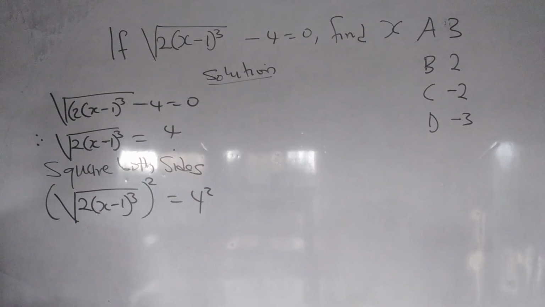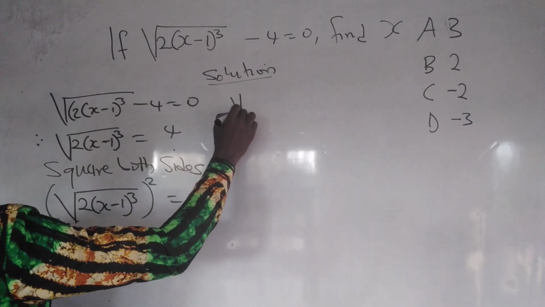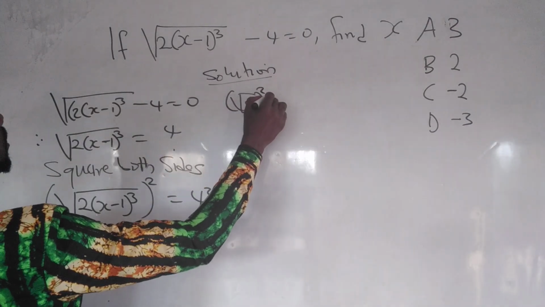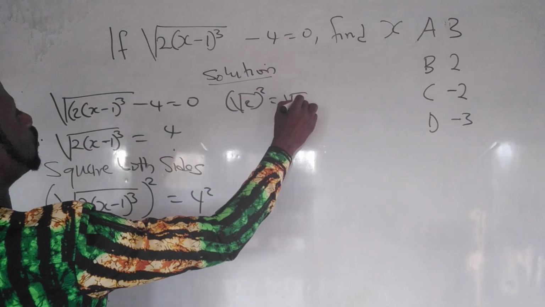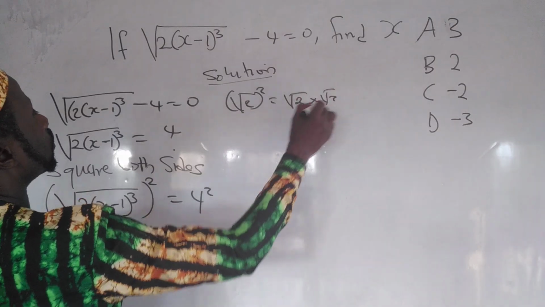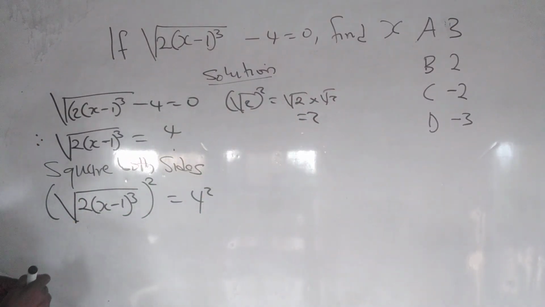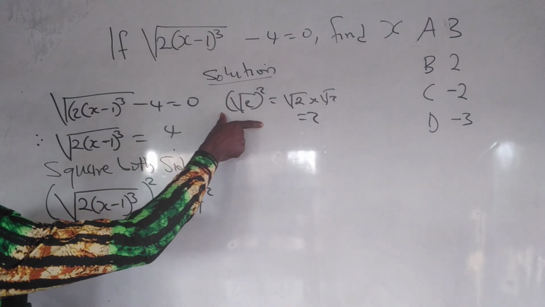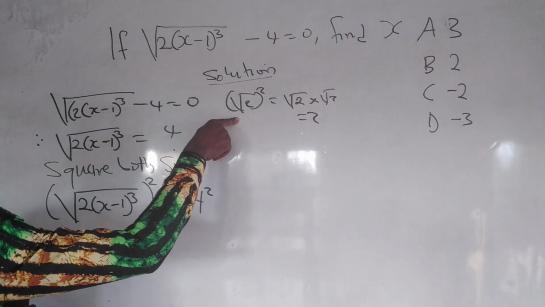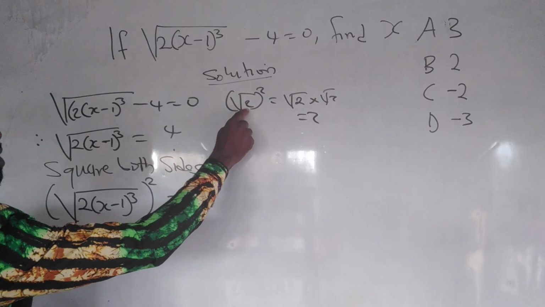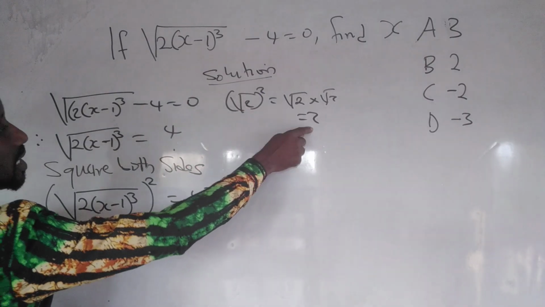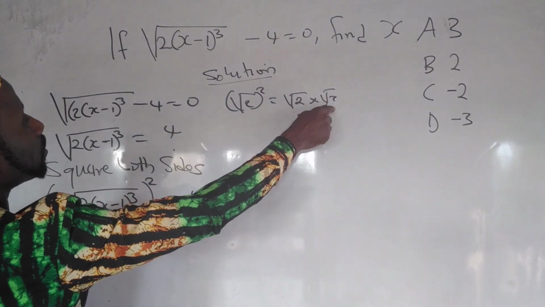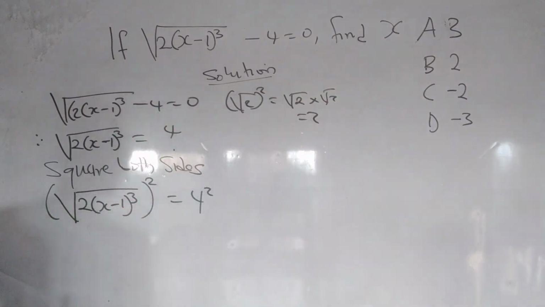You have to take note of this. Anytime you have root 2 squared, the answer is the same thing as root 2 times root 2. So the answer is what? 2. That means anytime you square the root of any number, whatever you have inside that root is the answer. But if you multiply, this will be root 4. Root 4 is what? 2. So we're going to apply that here.